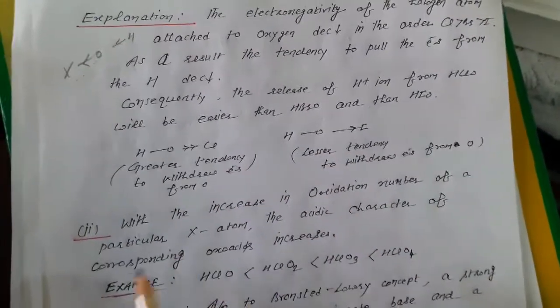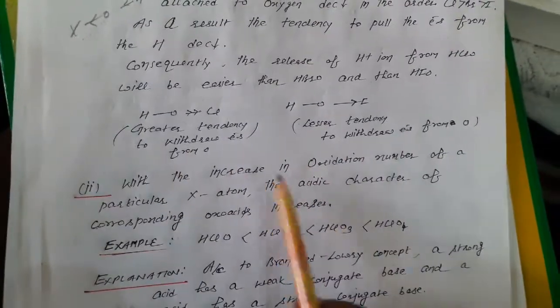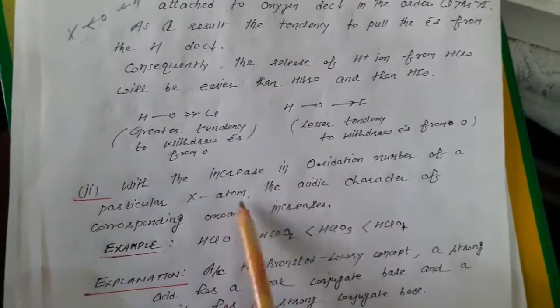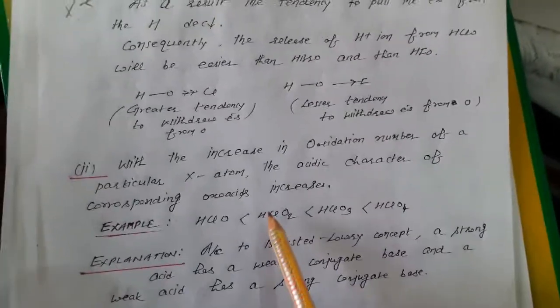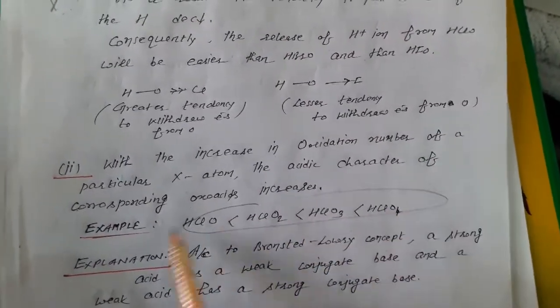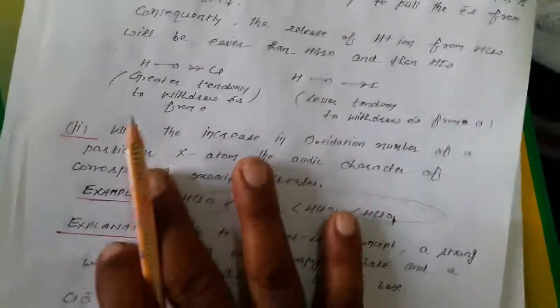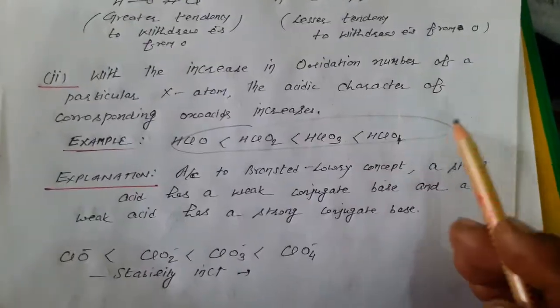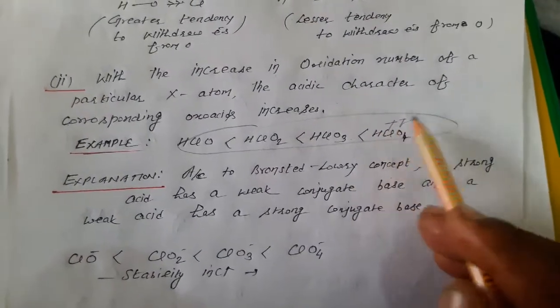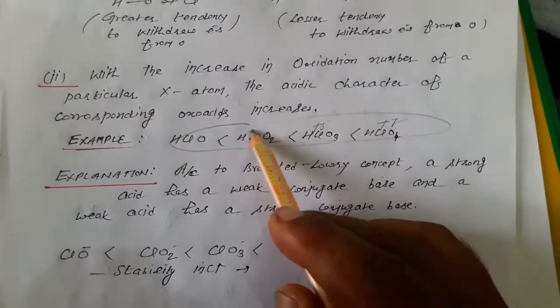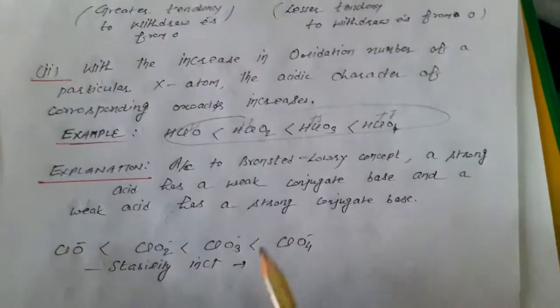You can see. Second, with the increase in oxidation number of a particular halogen atom, the acidic character of the corresponding oxo acid increases. This is also an important order. Which one is the strong acid with the increasing oxidation number? That one is the strong acid. So that is +5, that is +3, that is +1.